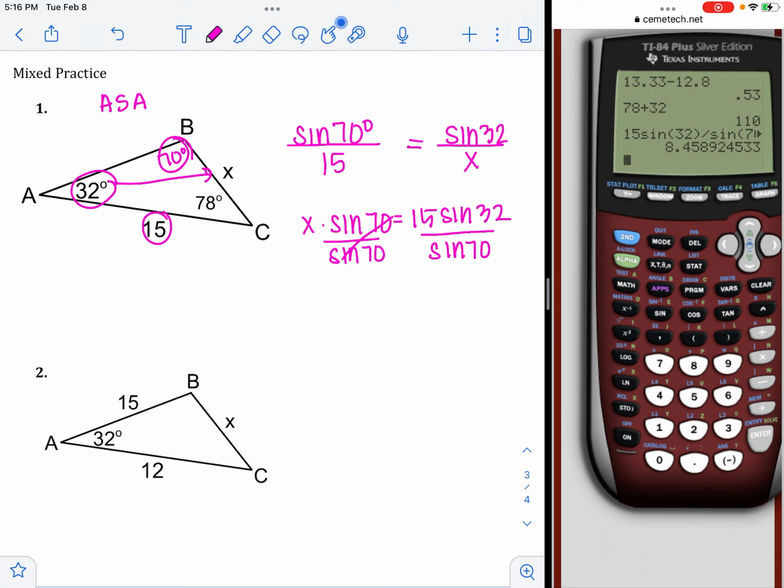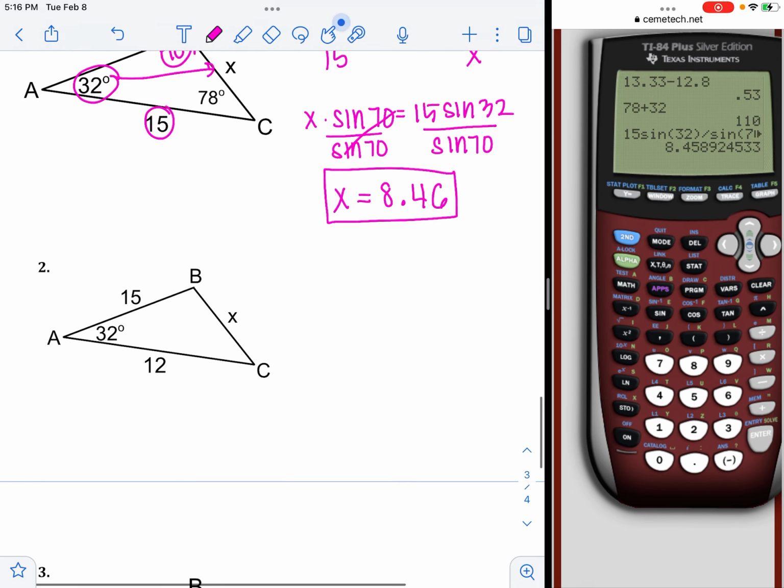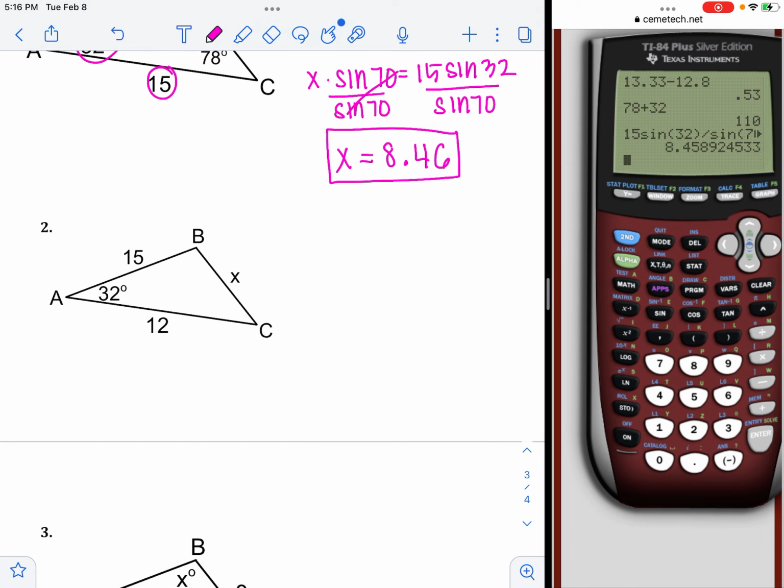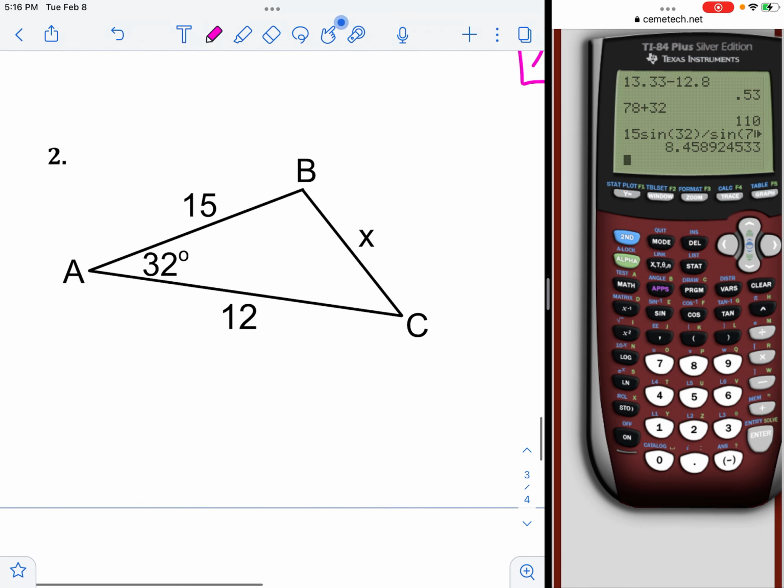And I got 8.45 on my screen. But right next to it is an 8, so I'm going to round it up to 8.46. Once again, you can try these on your own and then fast forward through me talking just to see the answer. And if you got the answer right, you're doing them right.